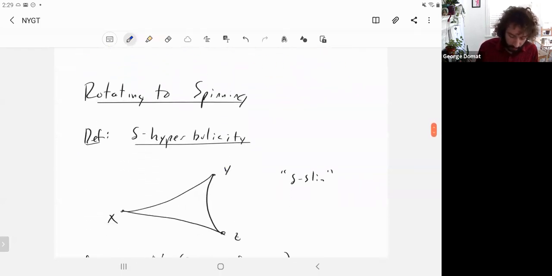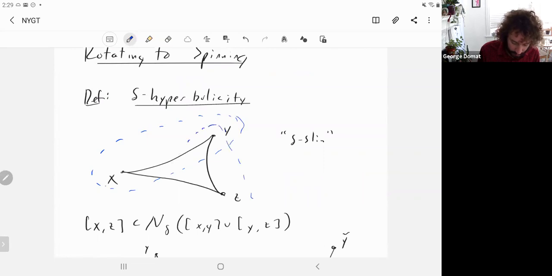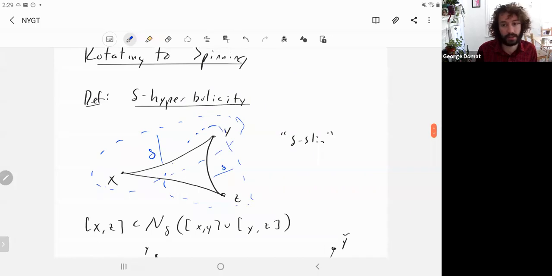And I just want to remind everybody of some definitions of delta hyperbolicity. So we say a metric space is delta hyperbolic if all triangles are delta slim. And what does that mean? It means you take a geodesic triangle, and if you take the delta neighborhood of two of the sides, then it contains the third side. This is what we call delta slim. So if every triangle is delta slim, you're delta hyperbolic.